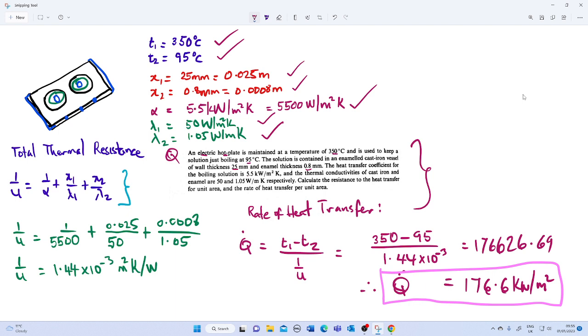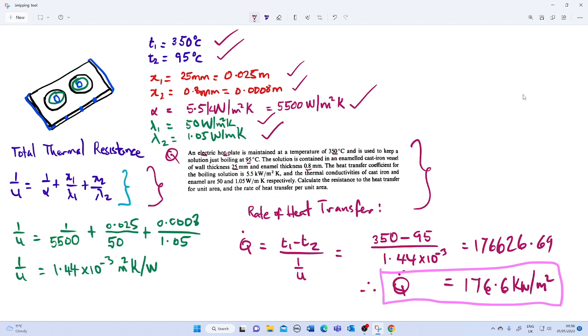Now, how do we calculate the total thermal resistance? By using the formula based on Fourier's law. The total thermal resistance for the heat transfer is 1 over U equals 1 over lambda plus x1, which is the thickness, over lambda 1 plus x2, which is the second thickness, over lambda 2. Now that we know all our parameters, we can slot them into this equation.